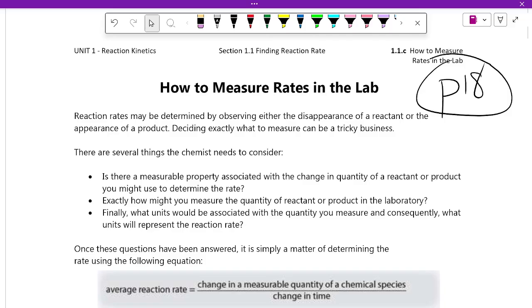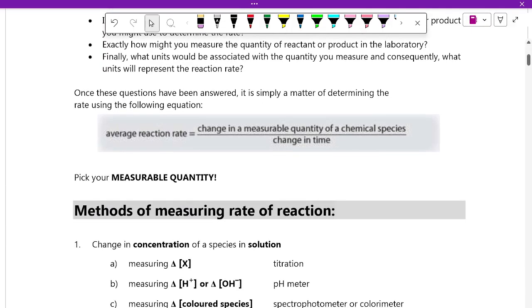So none of this should be particularly new, but this just kind of formalizes it. You have to pick a measurable quantity. If you have a solid in your equation, what's a measurable quantity that you could use? Mass. If you have a gas, what's a measurable quantity you could use? Volume, pressure, and mass of the system. What if you have an aqueous substance? Concentration. But concentration is usually a poor choice because it's hard to measure.